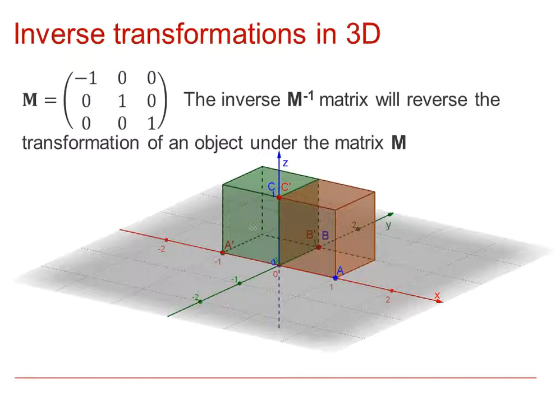So in order to reflect the green object back to where it came from, the red one, we would need another reflection in the YZ plane. So here the inverse matrix would be exactly the same as the matrix we can see. The inverse of M would be M itself, another example of a self-inverse.